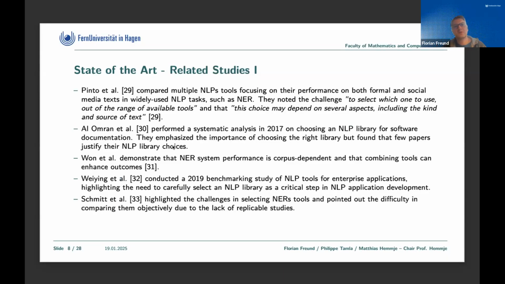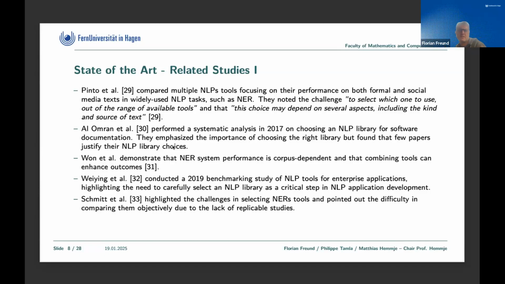Lastly, I want to mention some related studies here in the state of the art. There were various studies comparing natural language processing tools. First, Pinto evaluated NLP tools on formal and social media texts, and also named entity recognition. They noted it is a challenge to select the right tool, and the choice may depend on several aspects, including the kind and source of the text. Omran performed a systematic analysis in 2017 and also emphasized the importance of choosing the right library. They demonstrated that any NER system's performance depends on the corpus, and that combining tools can enhance the outcome.